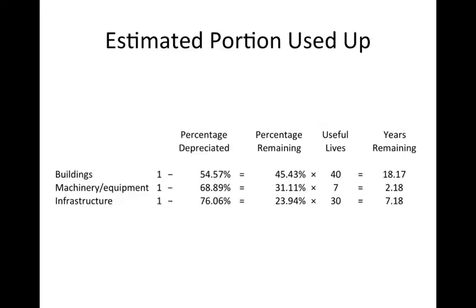On buildings, it looks like there are about 18 years on average left in the useful lives of those buildings. Of course, the useful lives may in fact extend beyond that, but hopefully those are reasonable estimates that they're using. Machinery and equipment, on average, are 2 years away from having to be replaced, and the infrastructure assets are 7 years away on average from needing to be replaced.